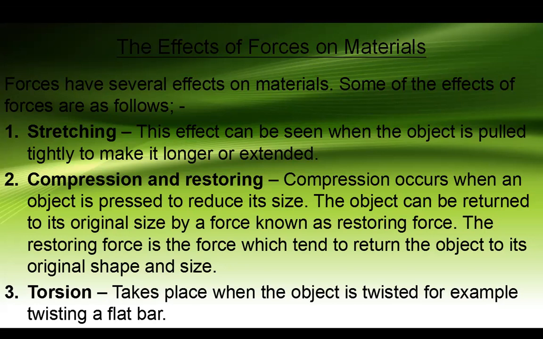The third one is the torsion force. Torsion takes place when the object is twisted. For example, twisting a flat bar. So this is an example of a torsion force. This is one of the effects on the material, like the twisting of a flat bar. That twisting is the kind of effect you get. That is torsion.